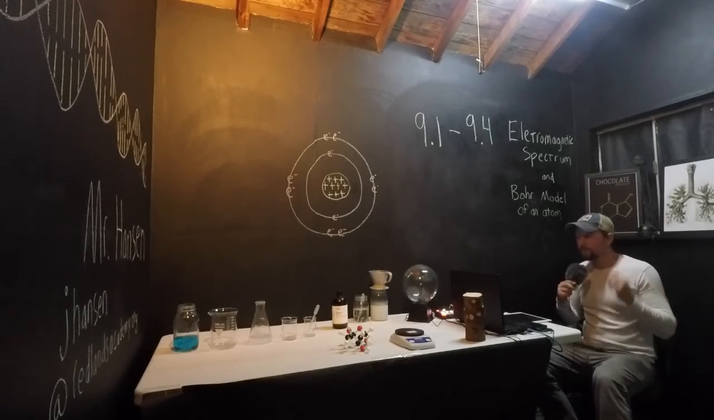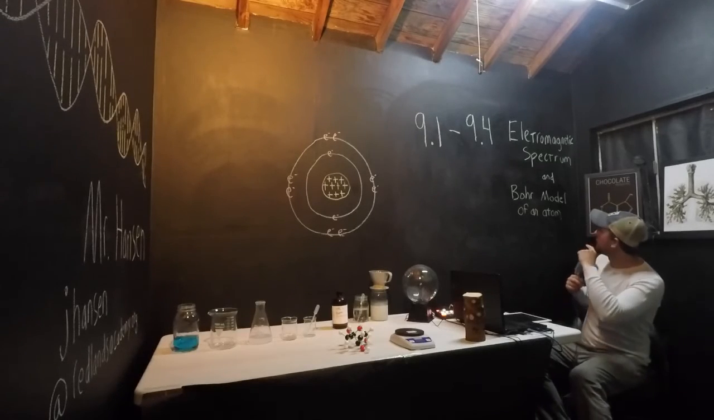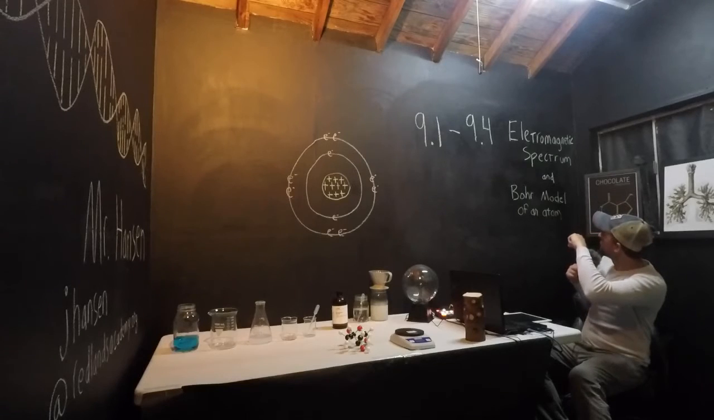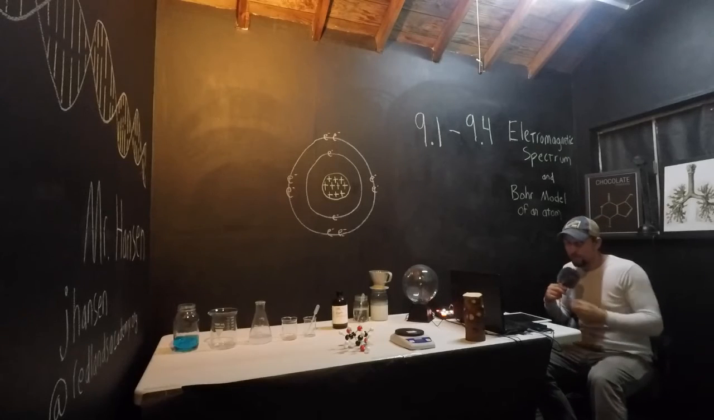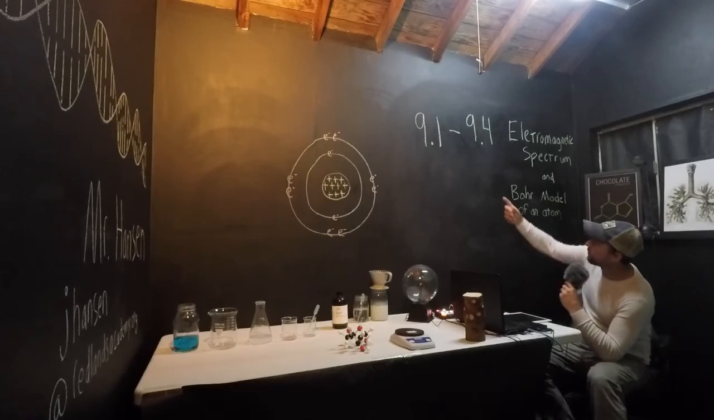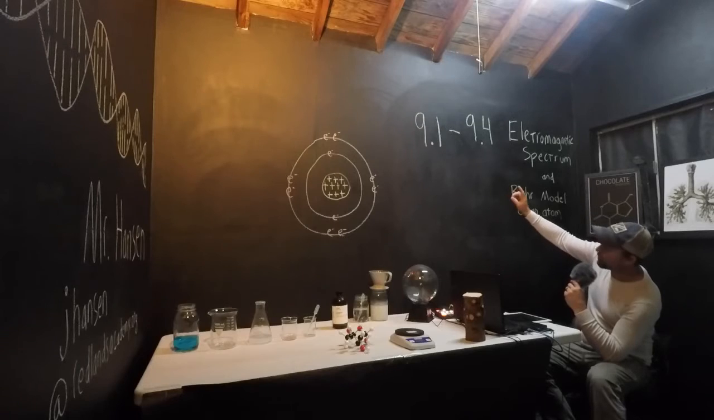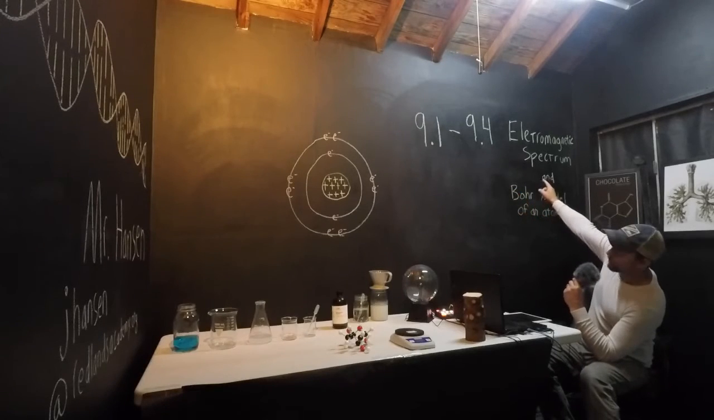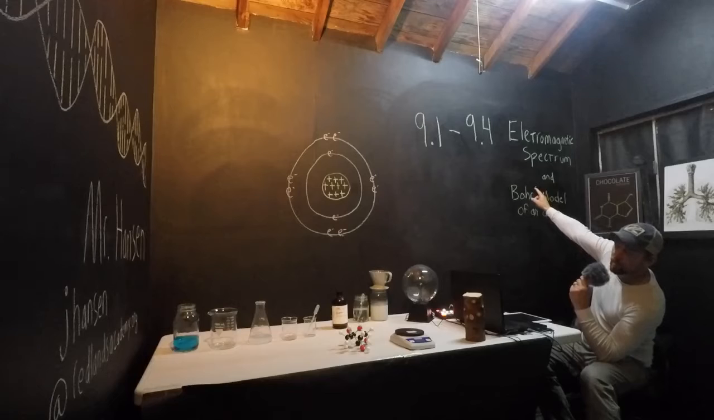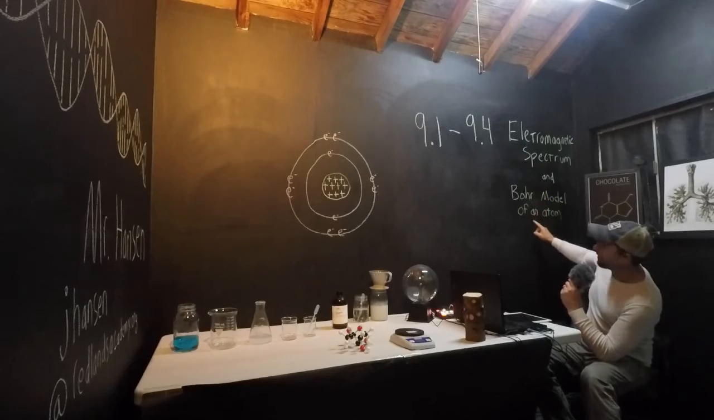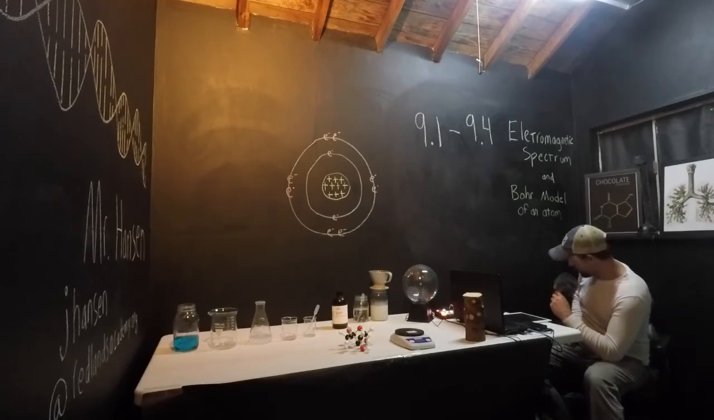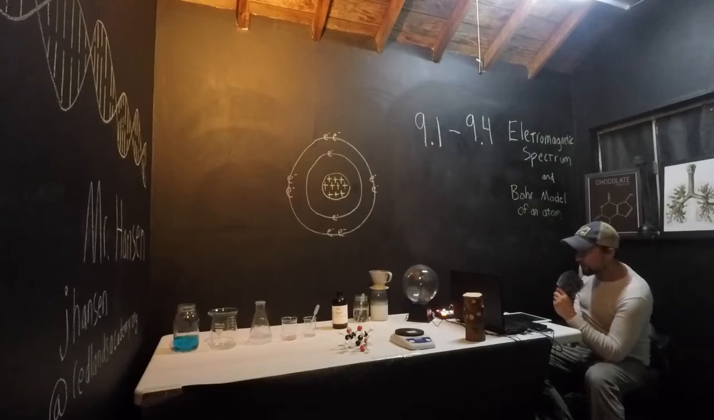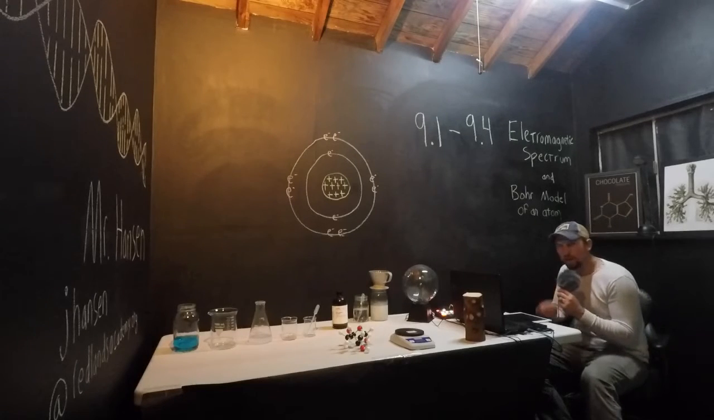And so for this chapter, starting out, we're going to look at two things right away. We're going to look at the electromagnetic spectrum and the Bohr model of an atom. Those two I put together. 9.1 and 9.2 are just an introduction, but 9.3 and 9.4 really go together. So we're going to talk about the electromagnetic spectrum and what that is and how that relates to Bohr's model of an atom, because it led to the discovery of the Bohr model of an atom. And so those are two very related concepts, and that'll be the first model of the atom we look at.